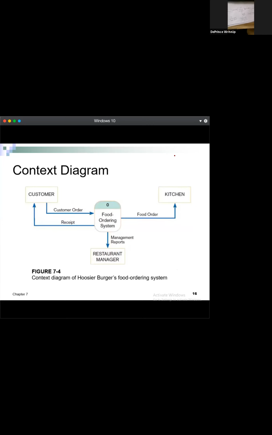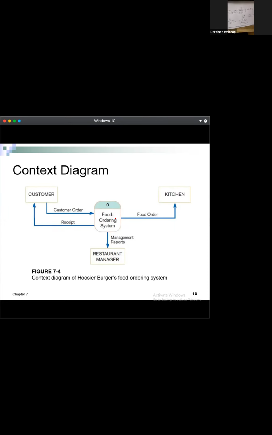Obviously, when the food is complete, the restaurant will offer a receipt to the customer. Yes, and this is the context diagram labeled by level 0.